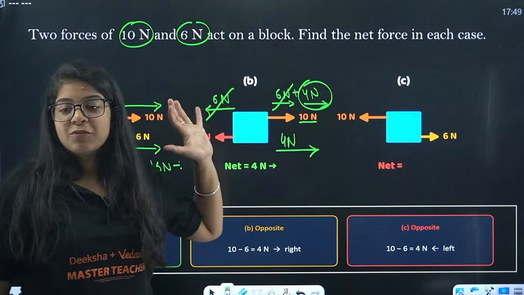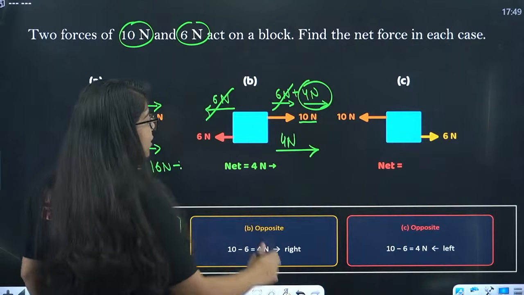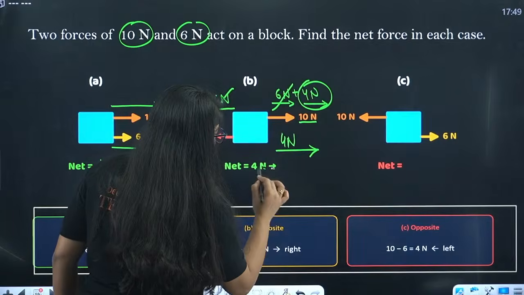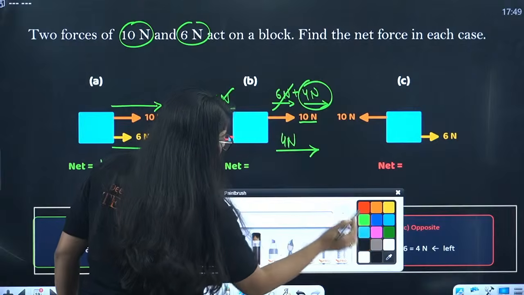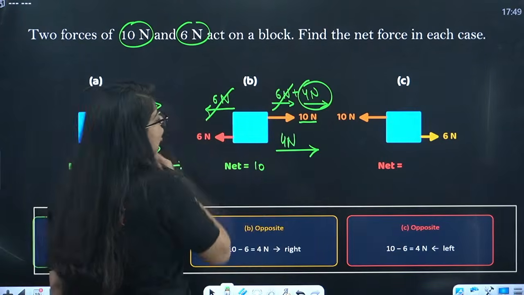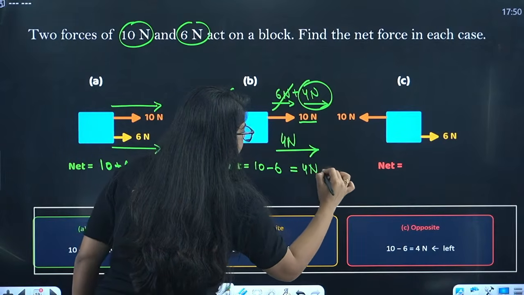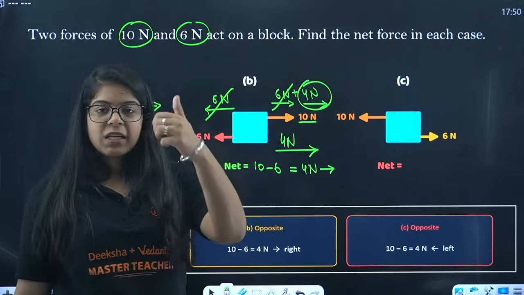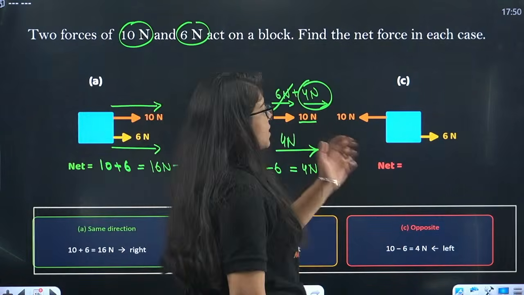This, beta, is your net force. How do we write it properly in a mathematical way? That is your bigger force, 10 Newton, minus, because 6 is in the opposite direction, minus 6 Newton. That will be your 4 Newton on the right hand side. Understood? Clear, everyone?